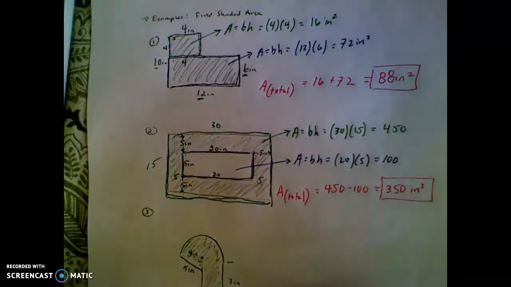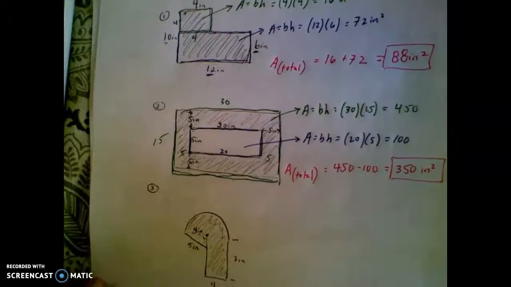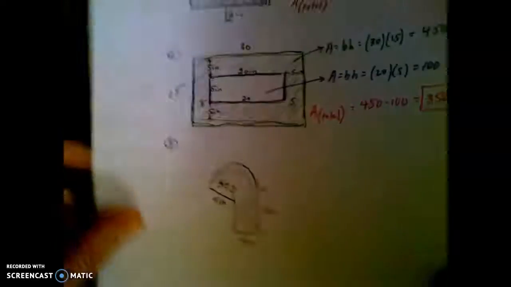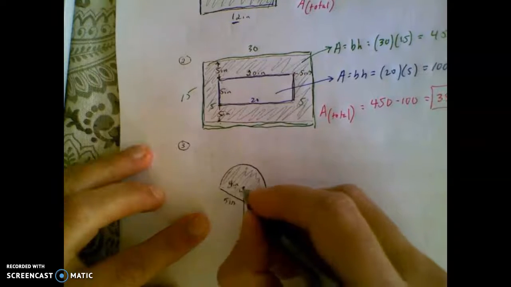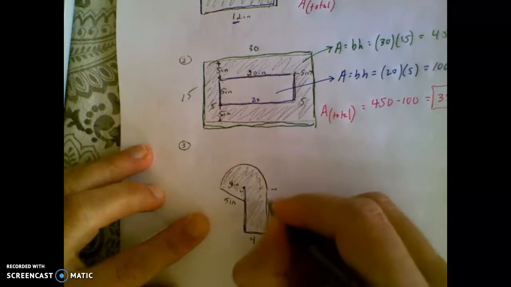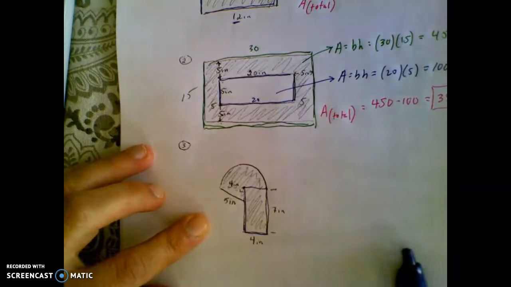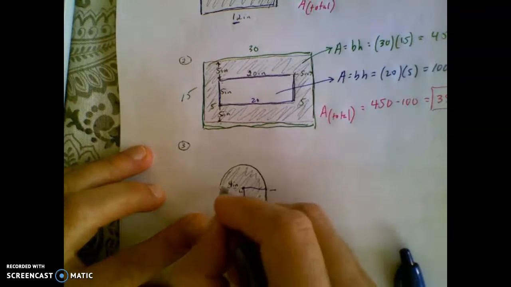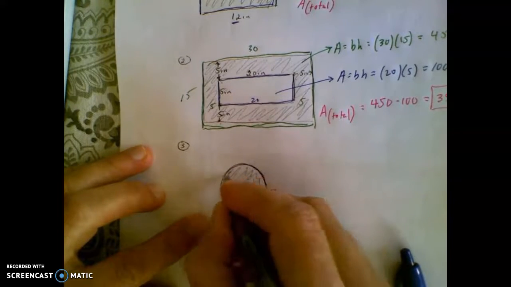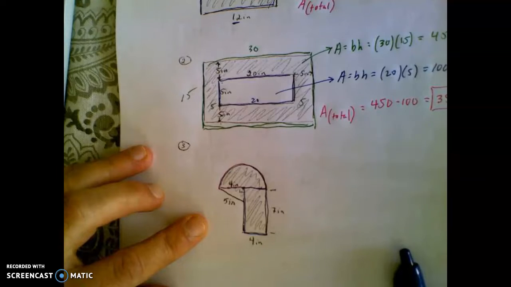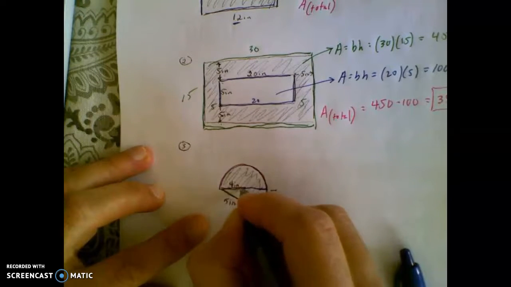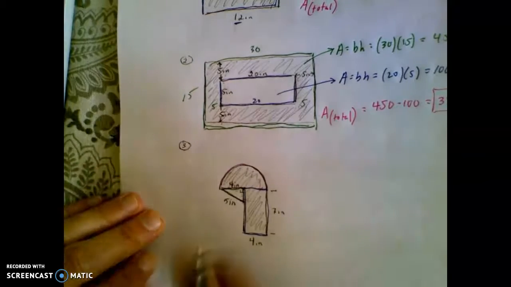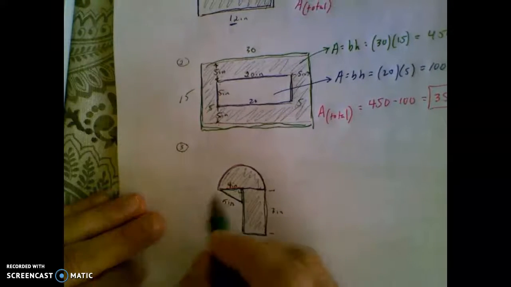Number 3 is pretty hard. 3 is like the hardest one here. I see 3 shapes on number 3. I see a rectangle right here. I see a half a circle right here. Then I see a triangle right here. I'll start with the triangle first because it looks to be the hardest. But if I find all that shaded area and add them all up, that'll be my total area.